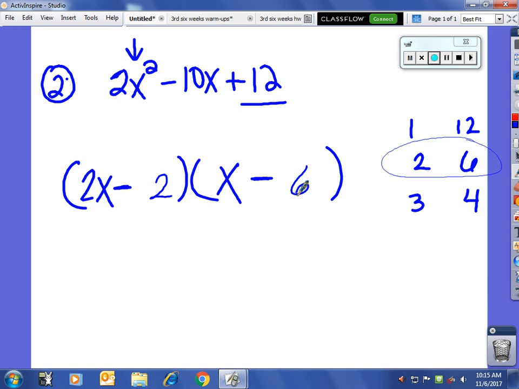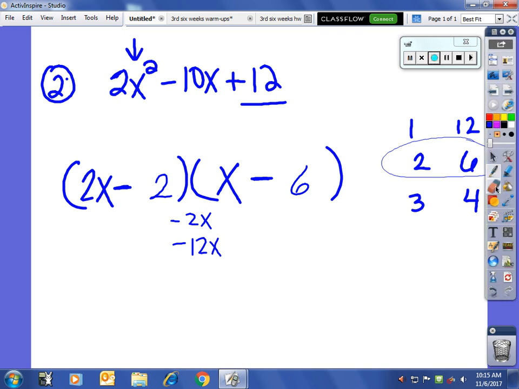Remember, I'm trying to get the 10 in the middle. That would give me a negative 2x and a negative 12x. Now, if the signs were different, that could give me a 10. Absolutely. But the signs in this one have to be the same. I thought you double the 2 and then you add the 6.